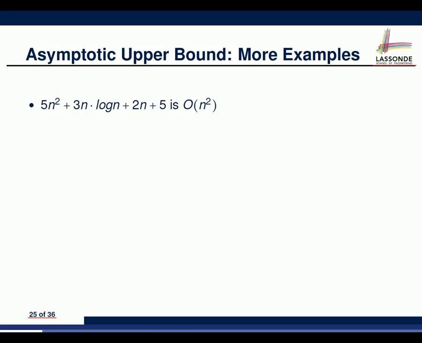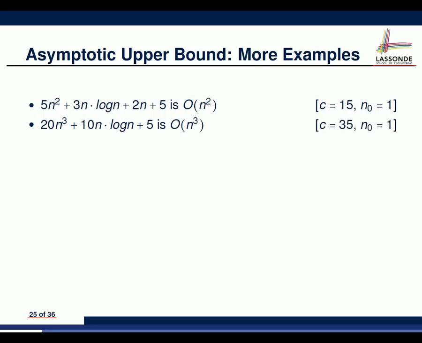Now, how do you choose C? Well, 15, right? Well, actually, it's the same example. So 15, and then N0 is 1. That's fine. Now, one more. How about this one here? Well, choose big O of what first? N cubed, right? Good. And then we can choose 35. We can just say 20 plus 10 plus 5. Okay, 35, very good.